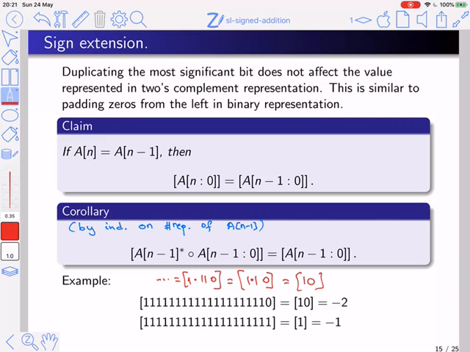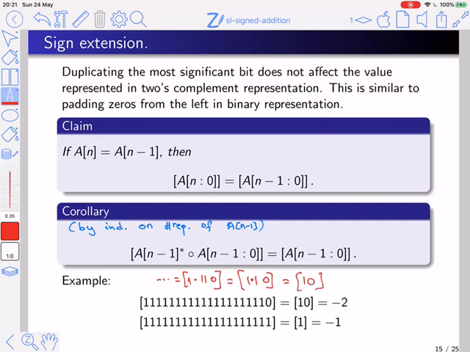Now let's explain what sign extension is. Okay, we claim that duplicating the most significant bit in 2's complement representation does not affect the value that is represented by the string. This is similar to padding zeros from the left in binary representation. So, if the 2 most significant bits of A are equal, then the number represented by A from positions n to 0 equals the number represented by A from positions n-1 to 0 in 2's complement representation.